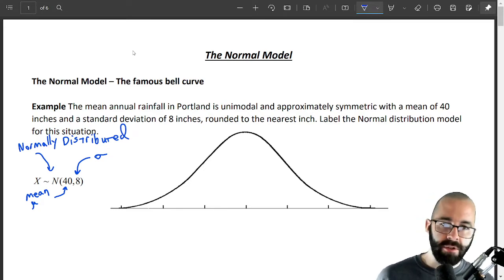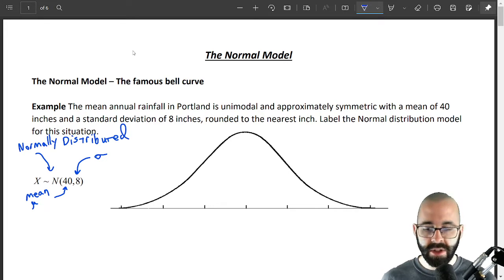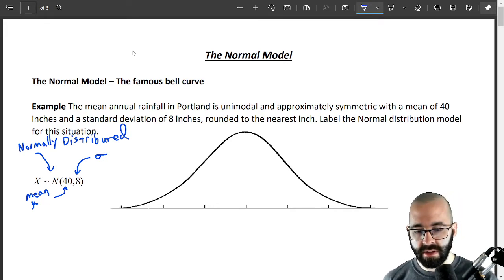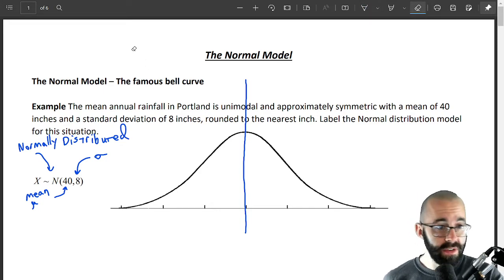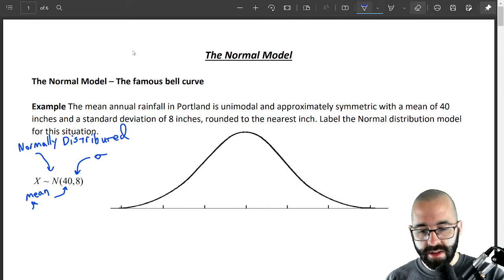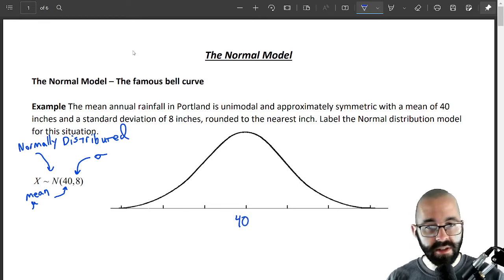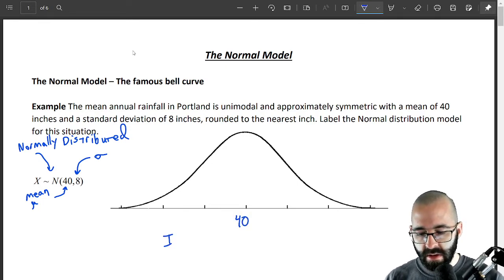So the mean is the average. If we're labeling this graph, where's the average? The average is right down the middle in this case. Since it's perfectly symmetric, the average, the mean, and the median are identical. This is our mean right here. Our mean is the center. It's going to be 40 inches of rainfall. Let's label inches of rainfall.